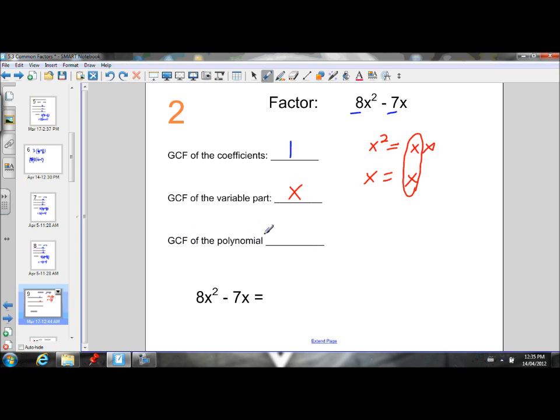So my greatest common factor of the polynomial is the combination of the common factor of the coefficient and the variable. So my greatest common factor of the polynomial is 1x. Now I go ahead and take that out from 8x squared minus 7x. So I take out my 1x, and then I divide each of the terms in the polynomial by that greatest common factor.